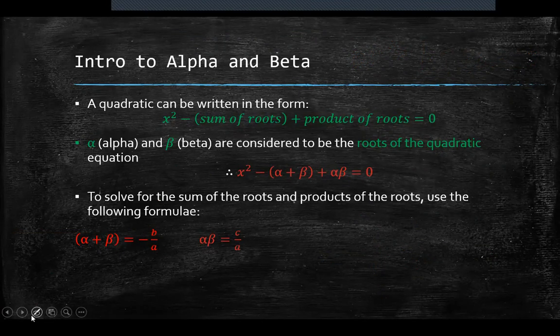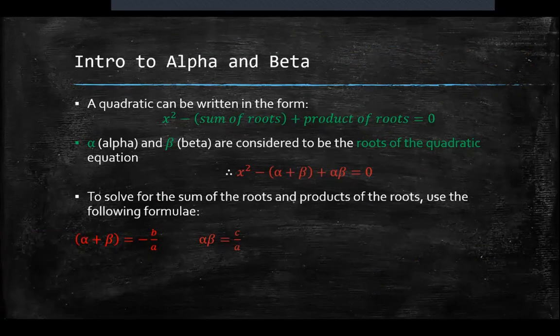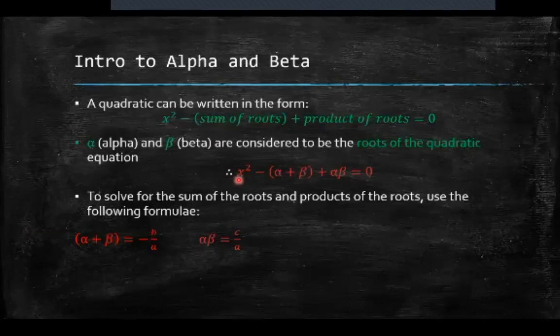Right. So we're assuming that alpha and beta are the roots of this quadratic, and it could be written in the form x squared minus the sum of the roots, so alpha plus beta, plus the product of the roots. We know product means multiply, so you multiply alpha and beta. That's why you see alpha beta here. So x squared minus (alpha plus beta) x plus alpha beta is equal to 0. Everybody understand so far?